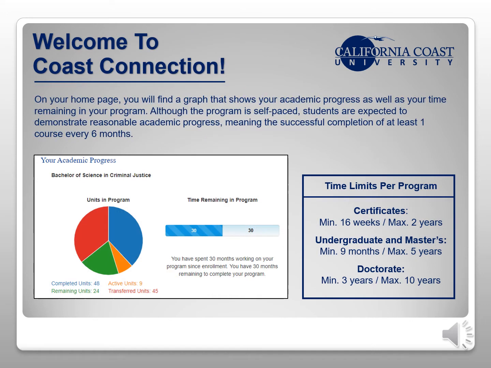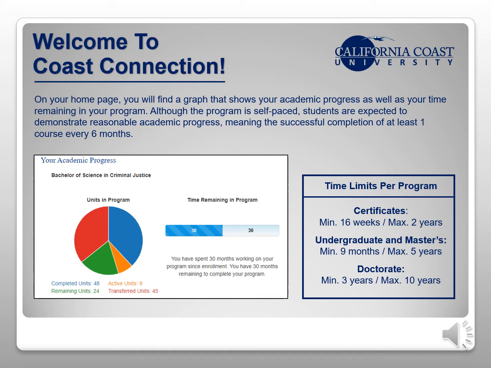Welcome to Coast Connection. On your homepage, you will find a graph that shows your academic progress as well as your time remaining in your program. Although the program is self-paced, students are expected to demonstrate reasonable academic progress, meaning the successful completion of at least one course every 6 months.